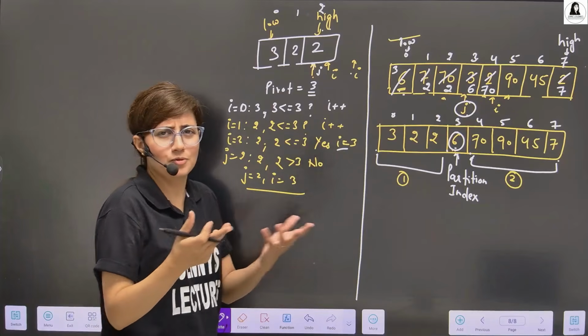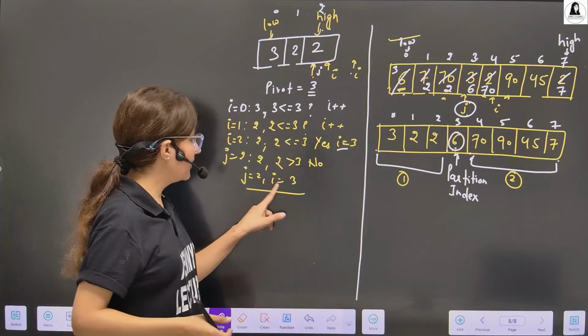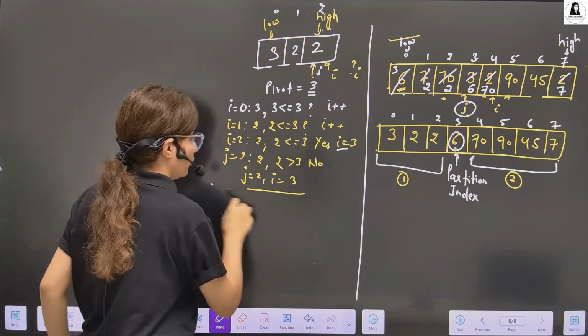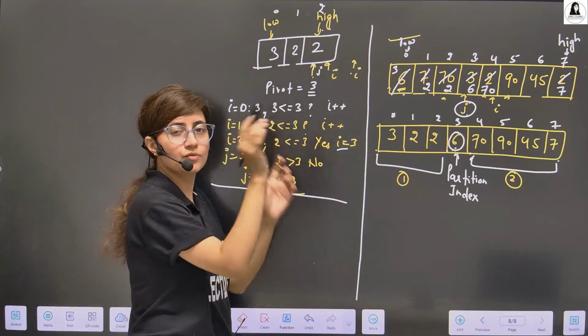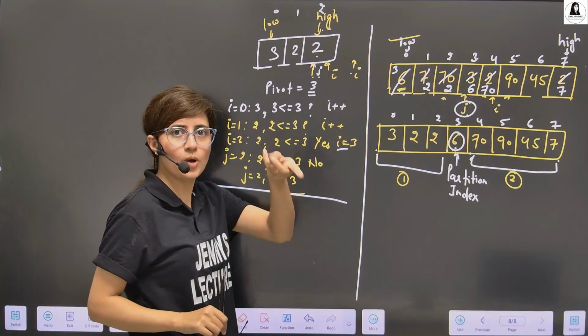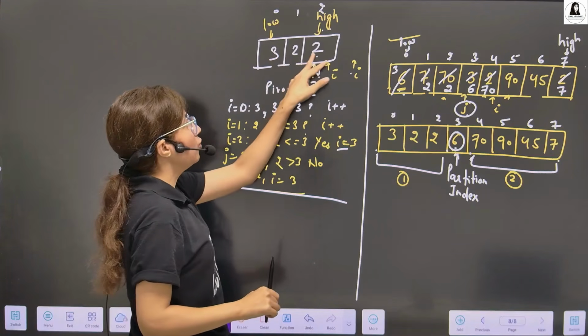Do you need to swap? No need to swap, because I is greater than J, so it has crossed J. Now, you got the correct position for the pivot element, that is whatever is at J. That is the correct position. Now, we swap the pivot element with this.